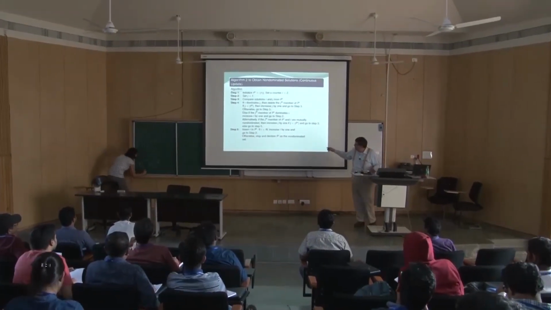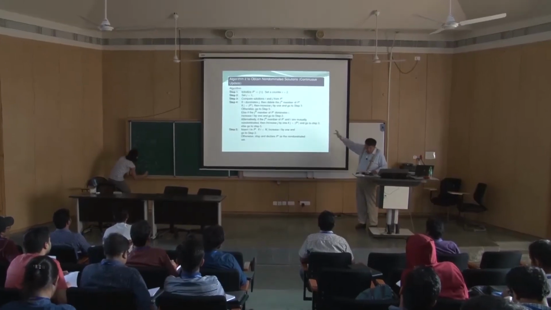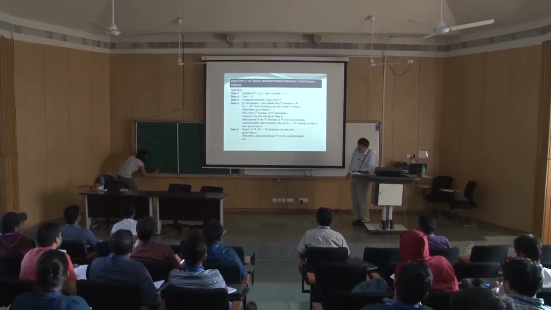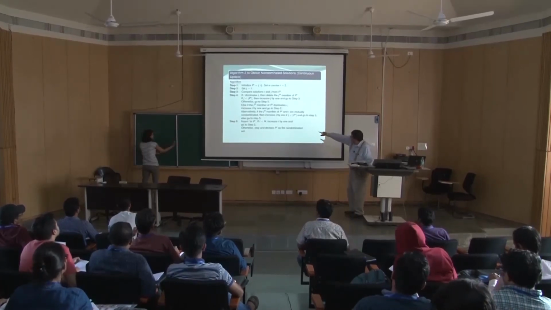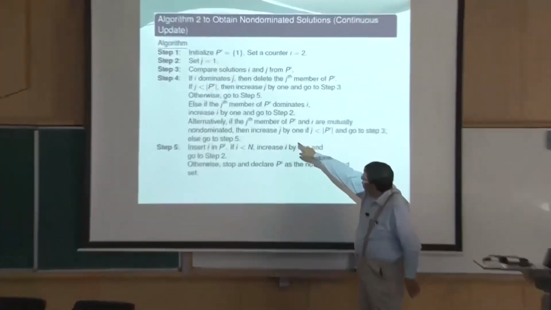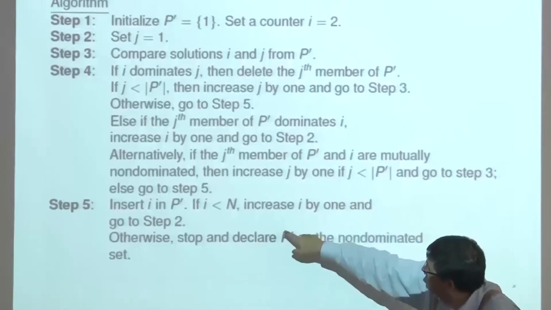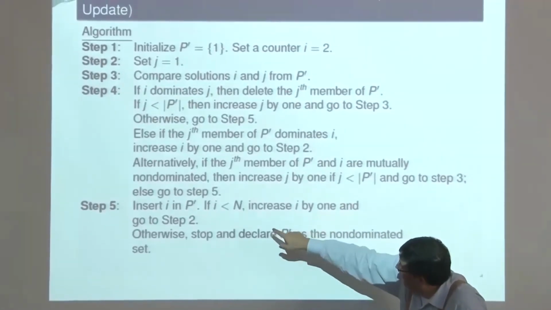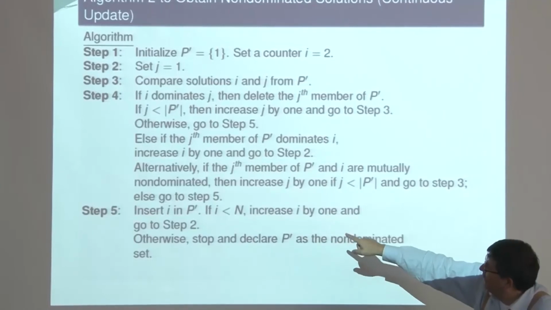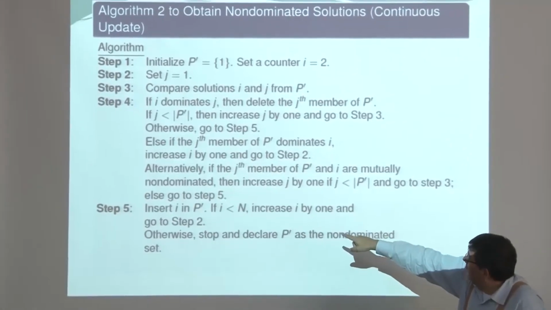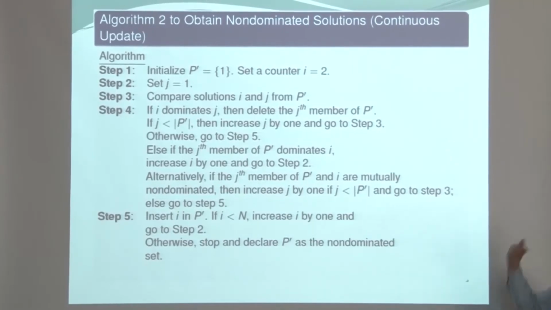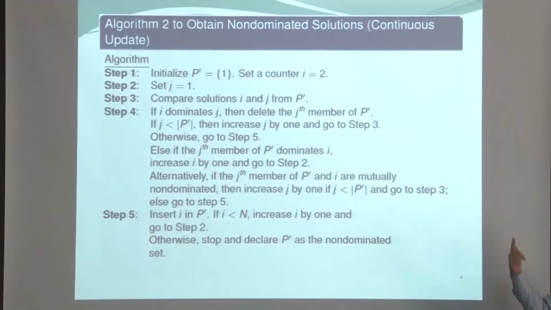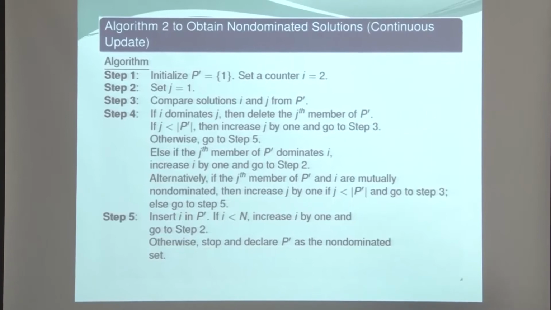So the first part should be like that. And now we go to J equals, this is still J1, because this doesn't hold. We insert I in P prime. I will be solution 2. And then if I is less than n, we increase I by 1 and go back to step 2, in which J will be again 1.